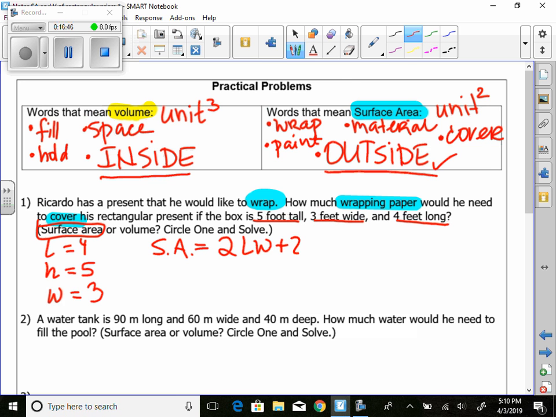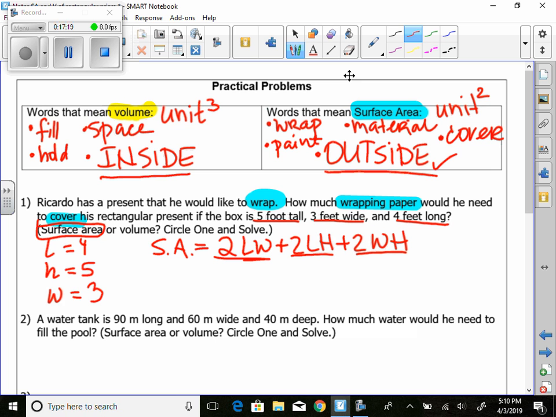Surface area is 2LW plus 2LH, plus 2 times W times height. And all these parts, the multiplicative parts, are interchangeable. So you can do 2 times length times height first, and whatever. So anyhow, don't get too hung up on which part of the formula needs to go first, second, and third, as long as you're using length twice, width twice, and height twice. All right, here we go.